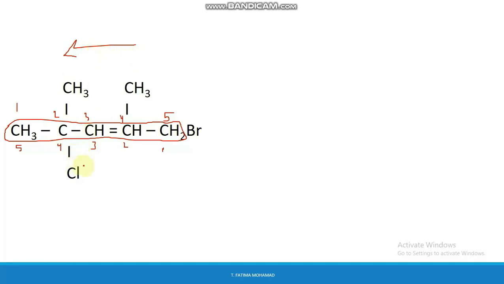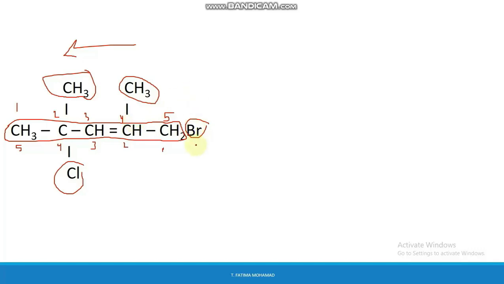Okay, so we have branches. What do we have? We have Cl, Br, CH3 methyl, and CH3, which is methyl type. We said we're going to consider this direction. First of all, if we have more than one branch, like in alkanes, we write the branches according to their alphabetical order.